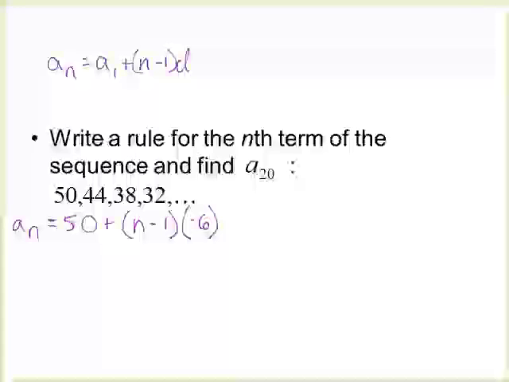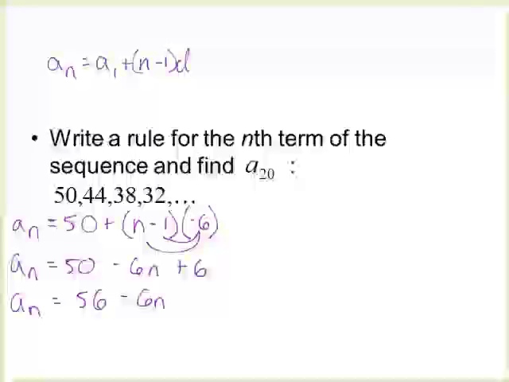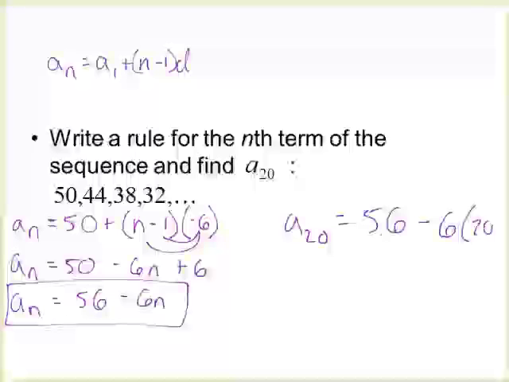To clean up this rule, we need to distribute that in. It becomes negative 6n plus 6, and combine like terms to get a rule of 56 minus 6n. The directions ask us to write a rule and then also to find a sub 20, which is the 20th term, and that is found by plugging 20 into the rule.